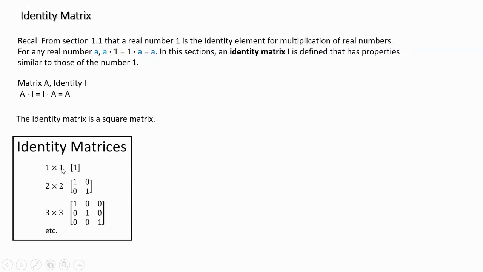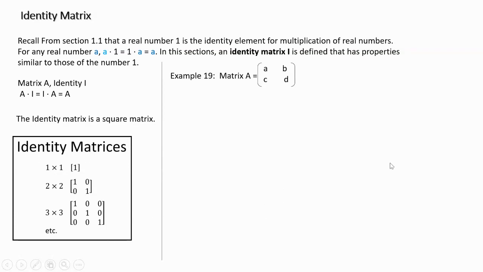So for example, for a 1 by 1 matrix, it is 1. For a 2 by 2 it will be 1, 0, 0, 1. For a 3 by 3 it will be 1, 0, 0, and so on. You see, all the ones are on the diagonal, and the rest are zeros. If it was a 4 by 4, it will be the same process. All the ones will be diagonals, and the rest will be zeros. That's called the identity matrix.